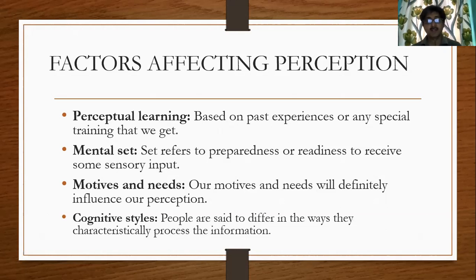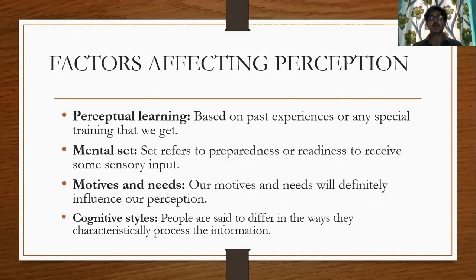And finally, the cognitive styles. People are said to differ in the ways they characteristically process information. The processing of information is the cognition, the knowledge that I acquire through my study, my experience, and my learning. So that is basically the cognitive component. So perception can vary. Obviously we have seen that there is variation of perception in different types of people. So this can be one factor which can affect perception. Learning is definitely going to affect your perception.